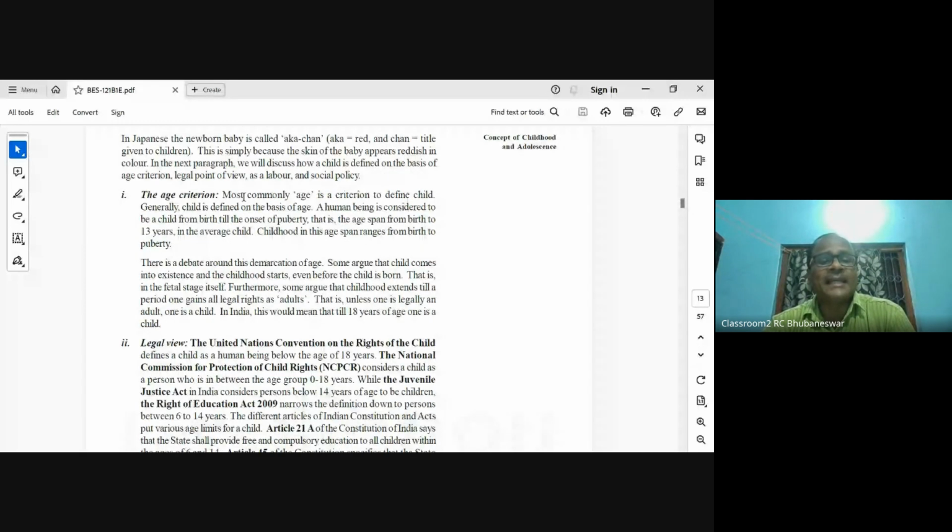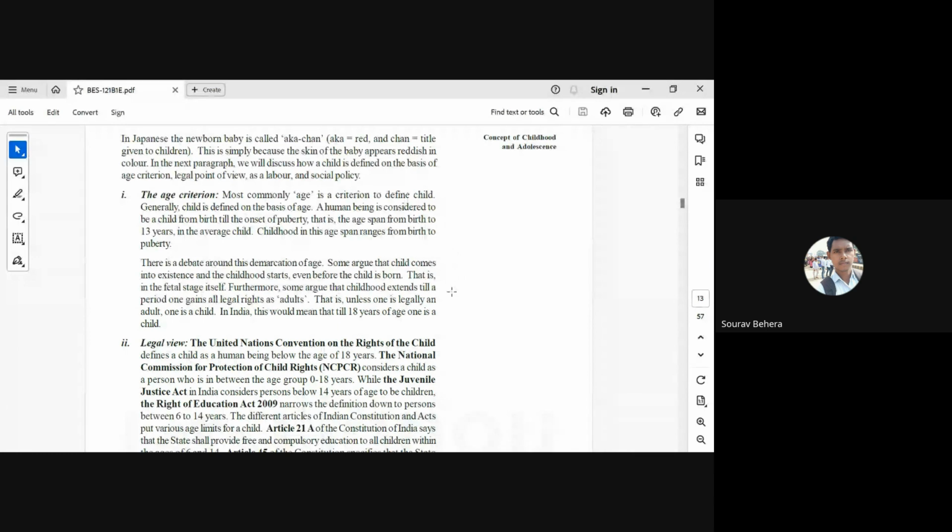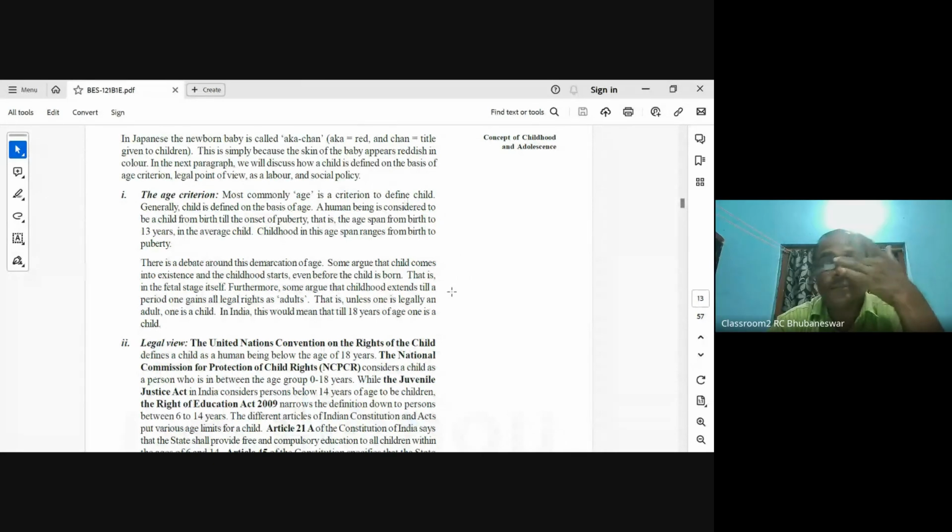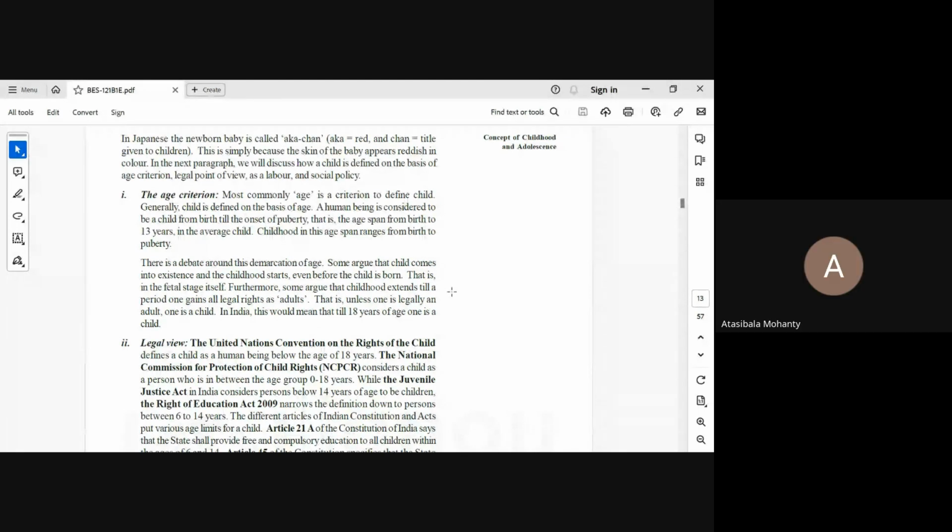The age criterion. Age criterion means the period which we call adolescent. What are the different stages of life? Yes, what are the different stages of life? First is neonates, baby. Then infancy, childhood, later childhood, adolescence, later adolescence, adulthood.